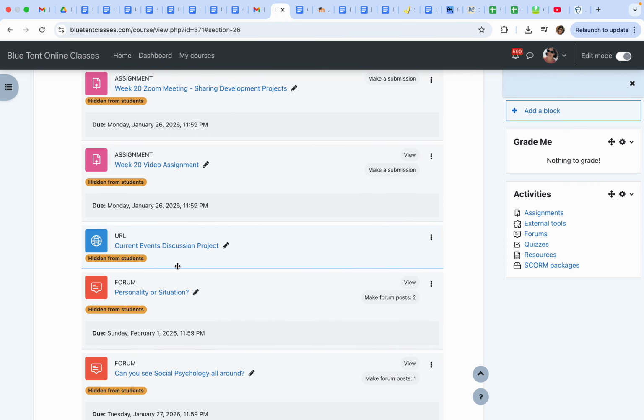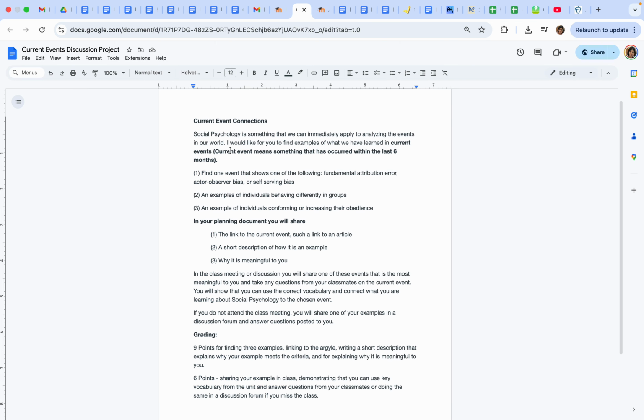And the project, which again is one that you're not going to really do right away, but I think just to have it in mind, is, like I said, if we just read anything in the news, we're going to see social psychology all around us. So as you learn these terms, just try to keep in mind that you're going to have this project. You're going to need to find one event, an article, over the fundamental attribution error, actor-observer bias, or self-serving bias. I know you don't know these terms yet, but you will soon. You're going to need to find one article on an example of individuals behaving differently when they're in groups, and an example of individuals conforming or increasing their obedience.